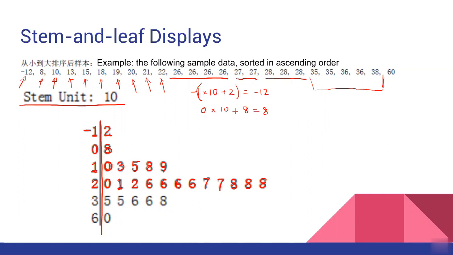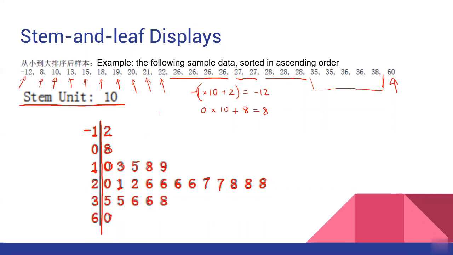We have 235, so put two 5s in this row here. And then we have 236, so put two 6s here. Next we have 138, so put one 8 here. For the last data, 60, starting with a 6, so put a 6 here and put a 0 on the leaf side.